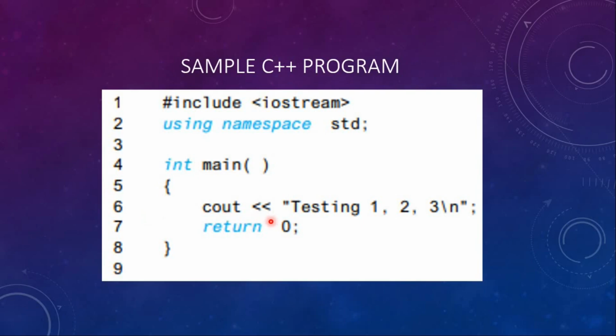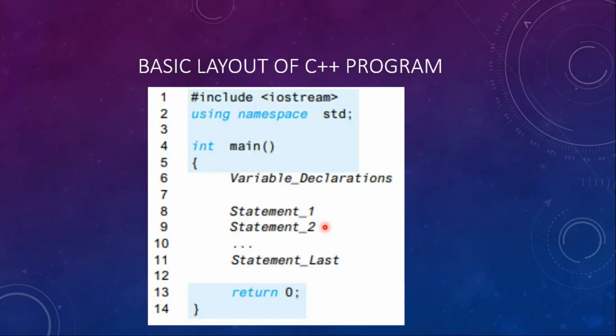And in line 6 we have cout << "testing 1 2 3", and this is a printing statement whereby you tell the compiler to print this string onto the console. And then on line number 7 we have return. This is an exit statement whereby you tell the compiler that when you reach this line, you end the program. And this is the basic layout of a C++ program.